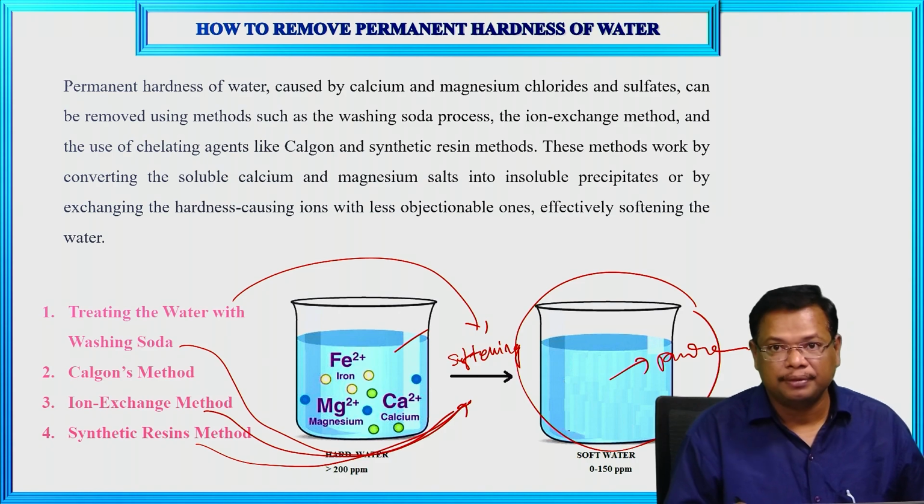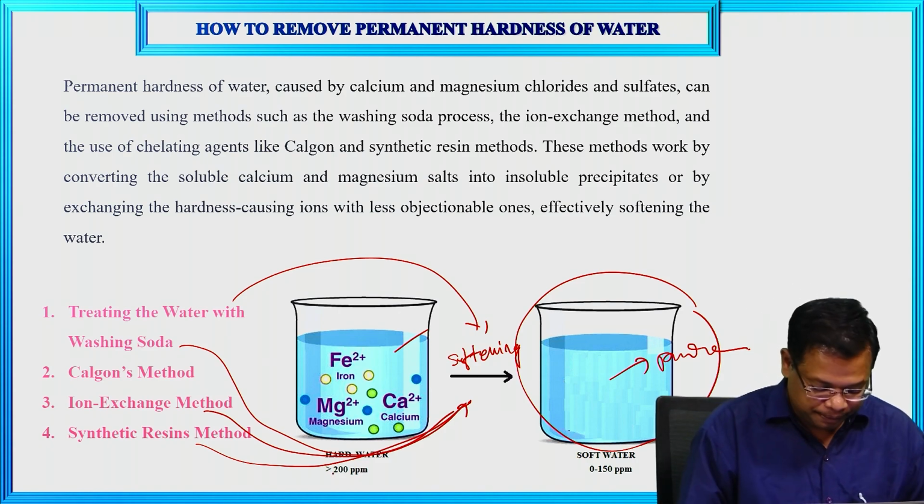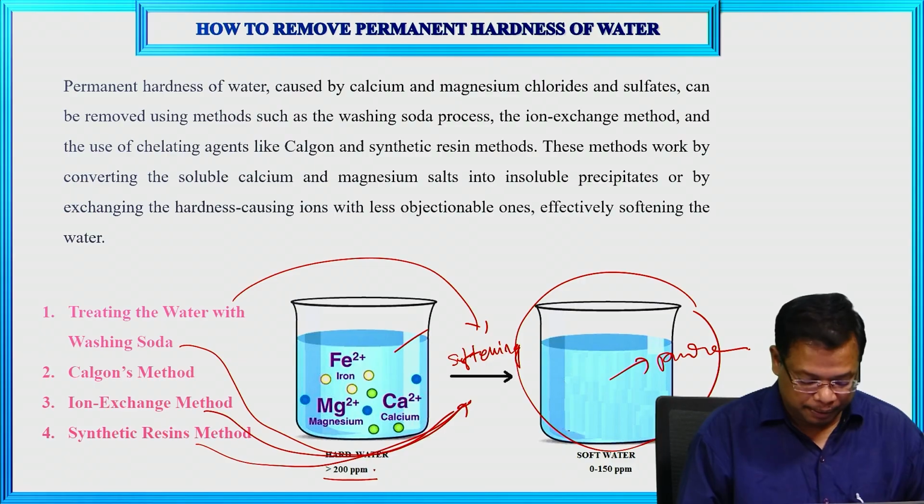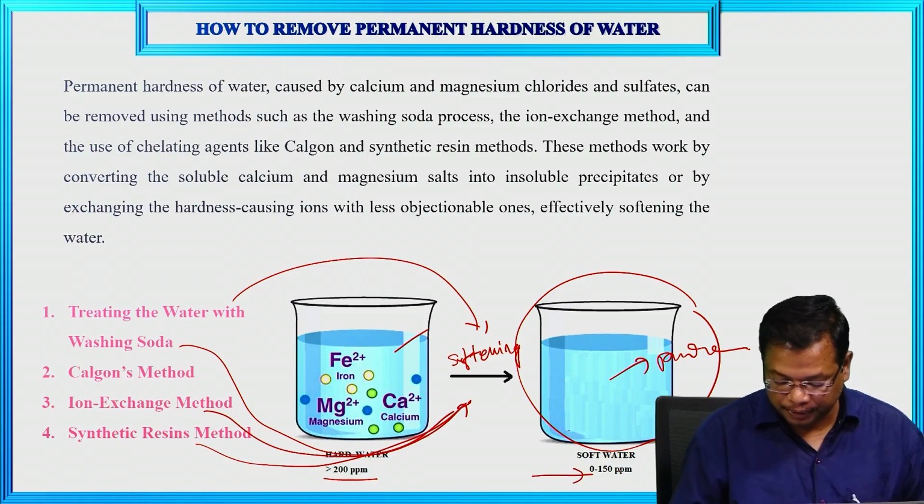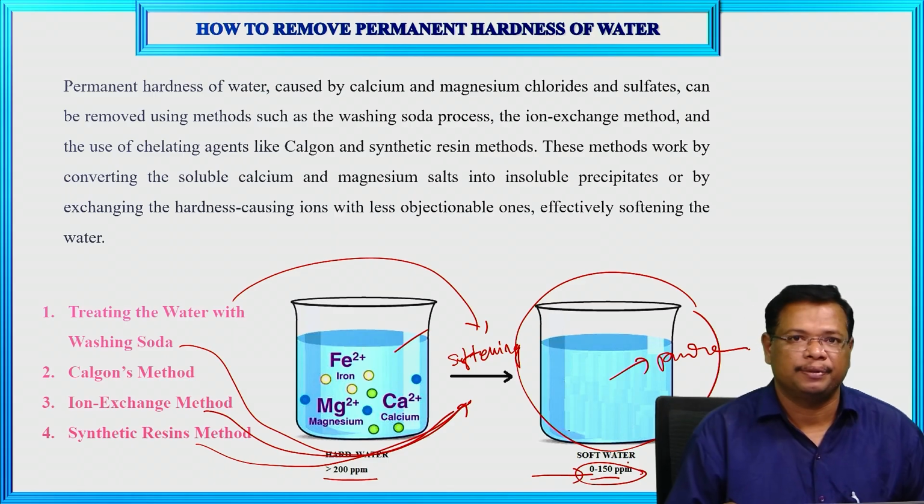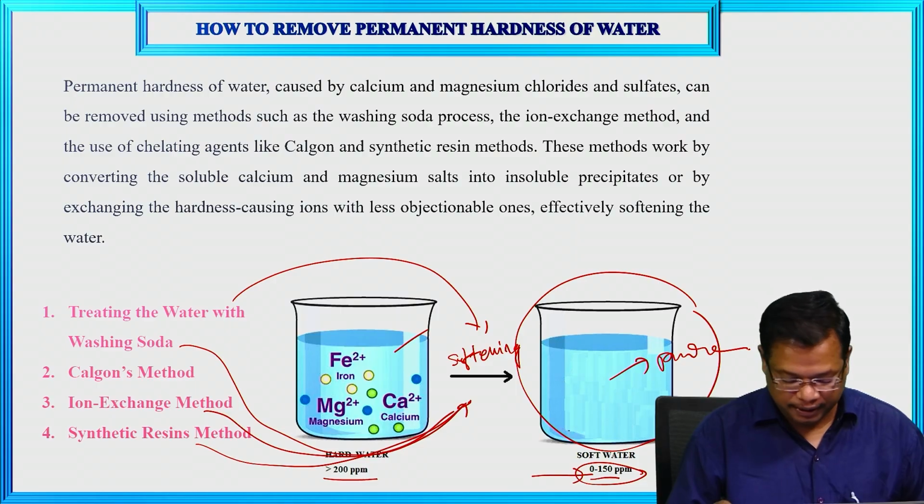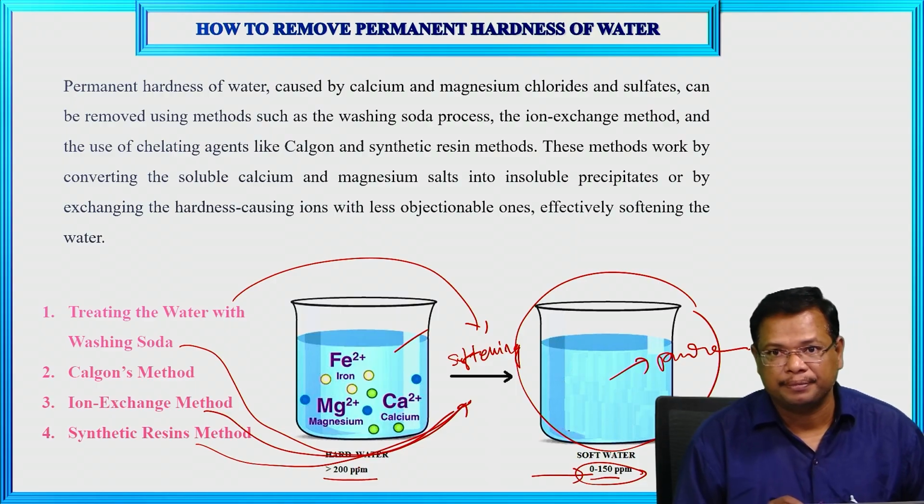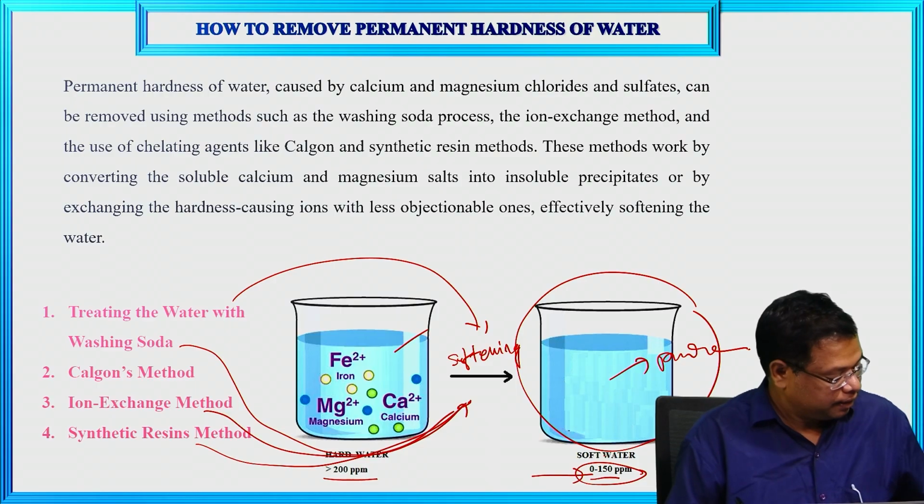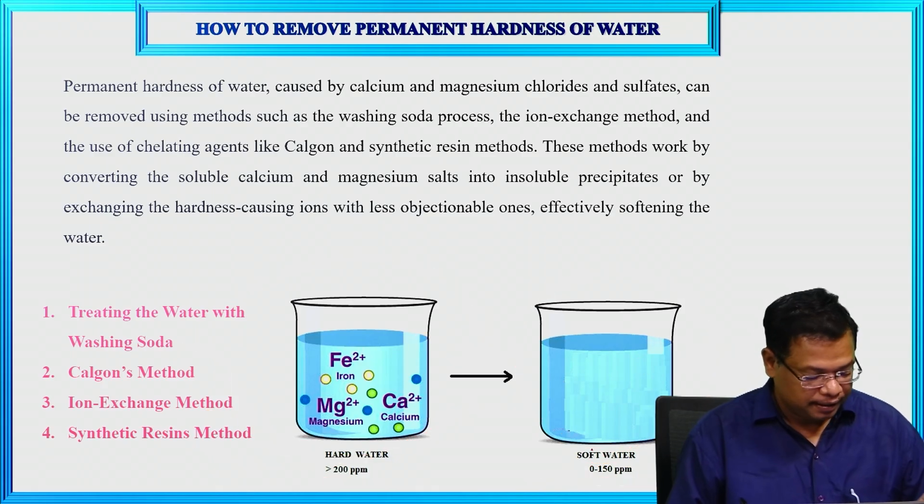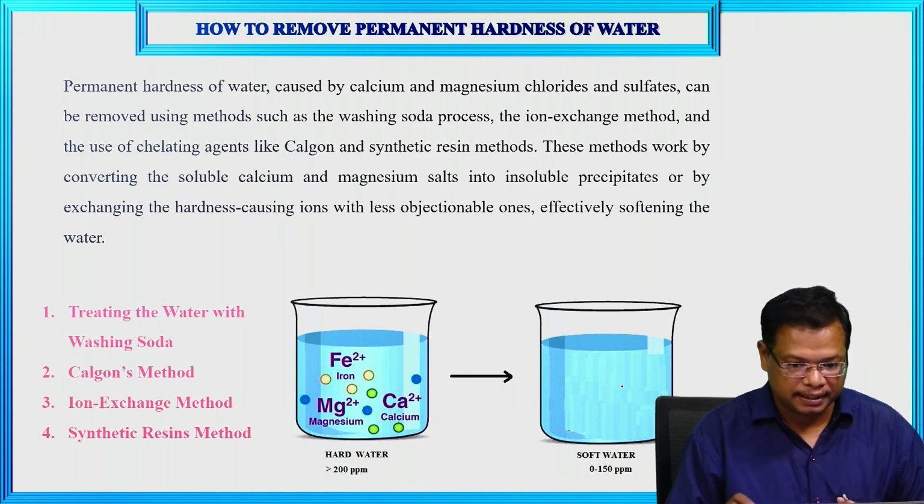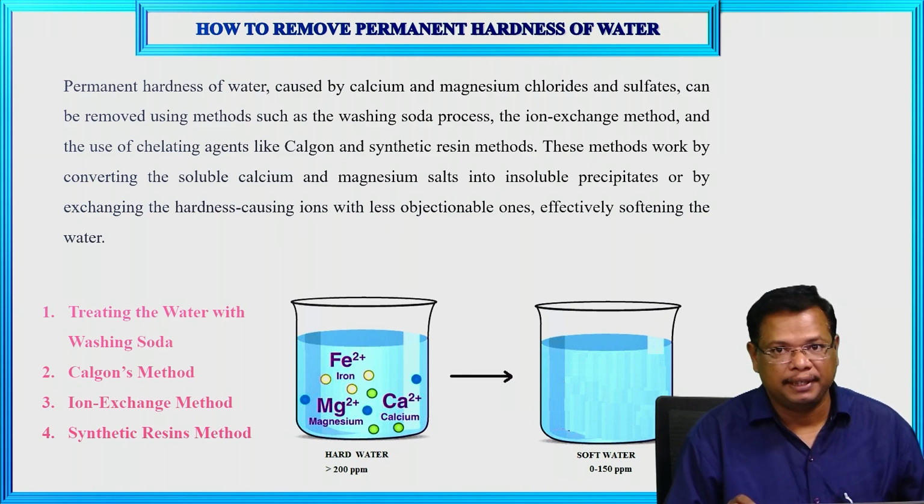Likewise, we have to soften the water from greater than 200 ppm of hardness to reduce it to 0 to 150 ppm, below 150 as per the WHO rules and regulations. The hardness of the water should not be greater than 200 ppm. So after treating with these chemicals or different methods, the water will become softened. We will now discuss how the methods are used to soften the water.